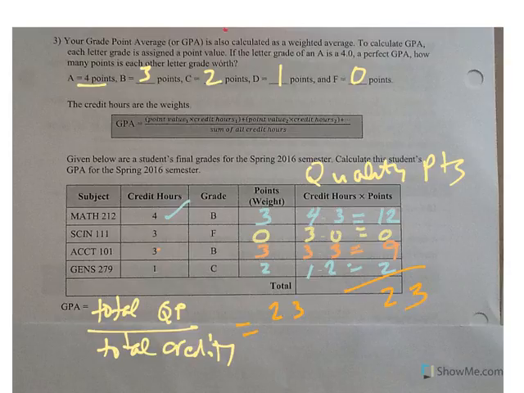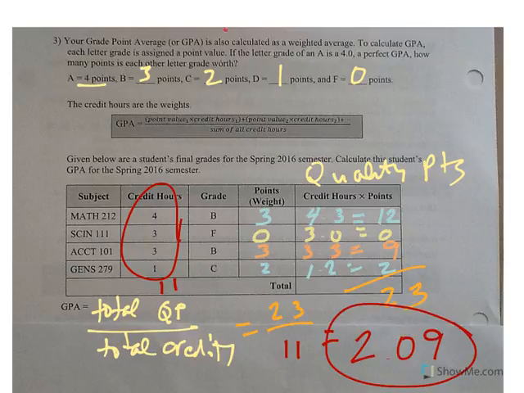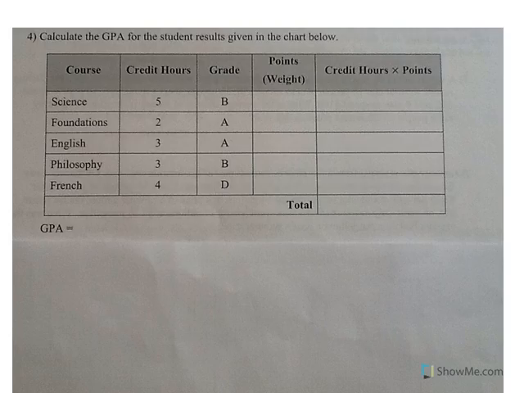So you earned 23 quality points, and then you have to look at how many credit hours you took. 4 plus 3 plus 3 plus 1 is 11. You took 11 credit hours. 23 divided by 11 gives you a GPA of 2.09 for that semester. All right, let's do another one of those.